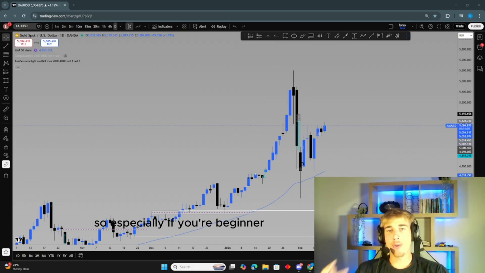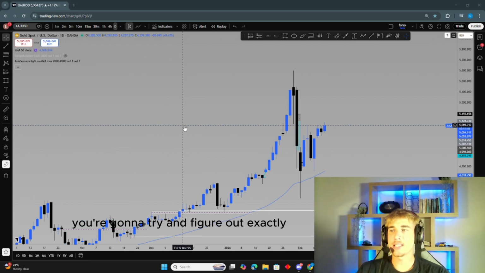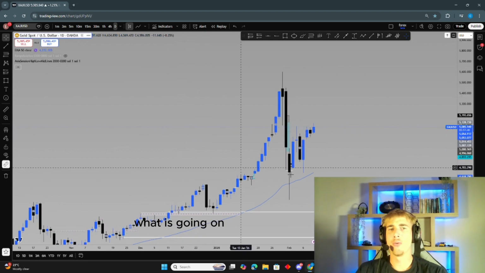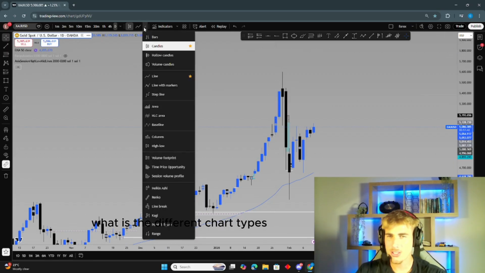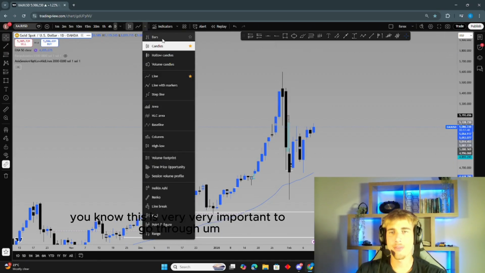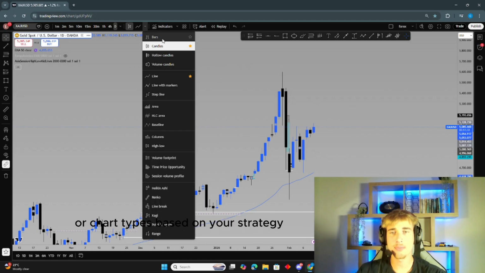So, especially if you're a beginner, you're going to try and figure out exactly what is going on. What are these blue and black things on the chart? What are the different chart types? This is very, very important to go through and understand if you want to use certain types of candlesticks or chart types based on your strategy. That's also very much different. But with our strategy, we're going to be utilizing the candlesticks and a bit of the line chart too.